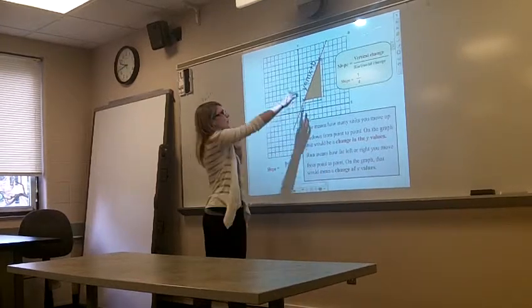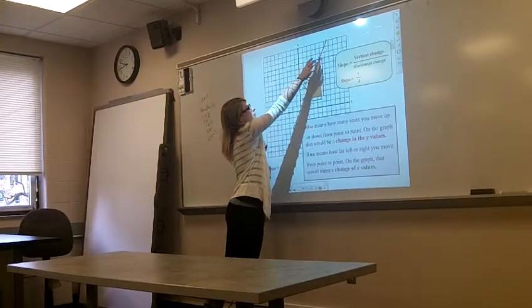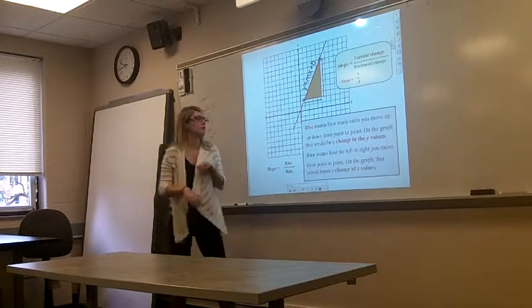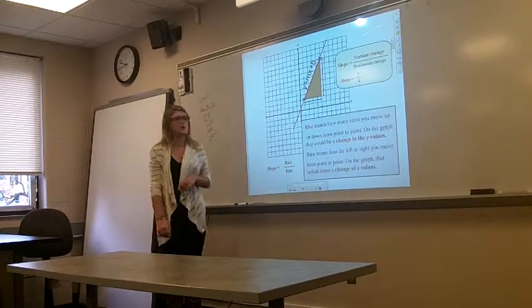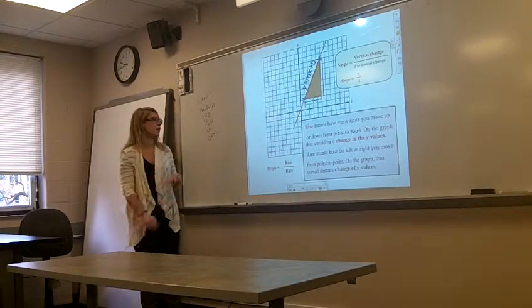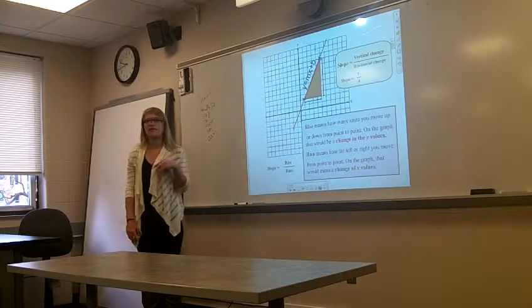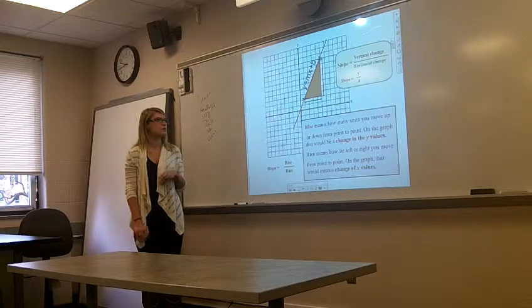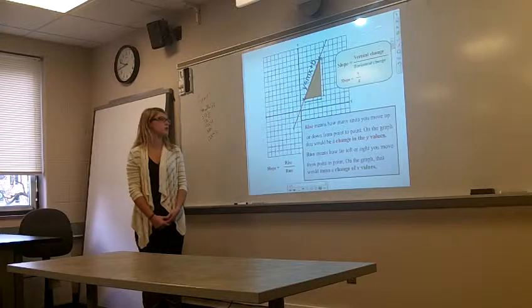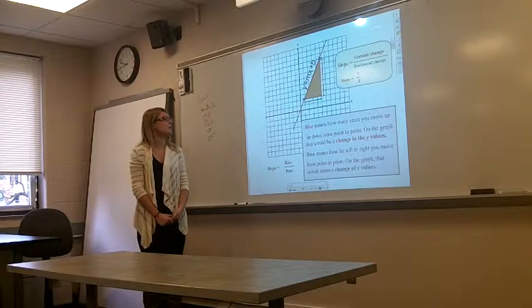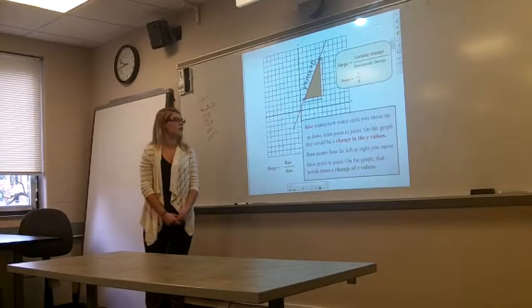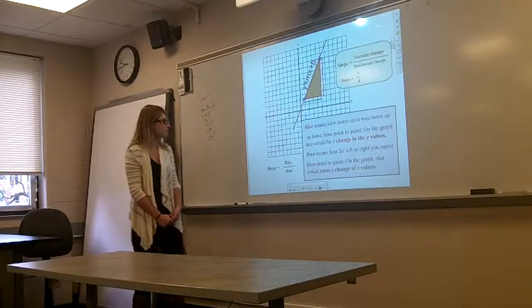And then you would run, once you get up here, 1, 2, 3, 4. So your slope would be 7 over 4. Also keep in mind, if you just had a horizontal line on your graph, your rise would be 0, so your slope would then be 0. But if you had a vertical line, then your slope would be undefined.